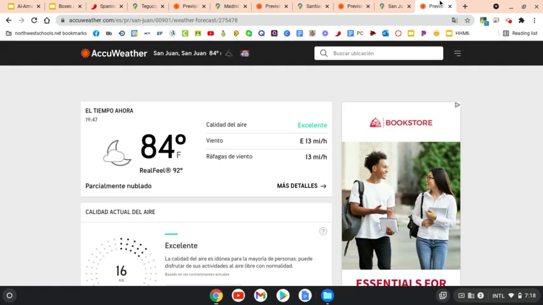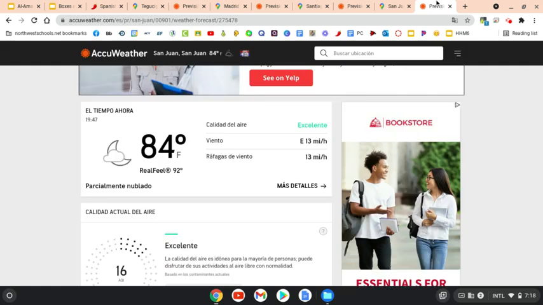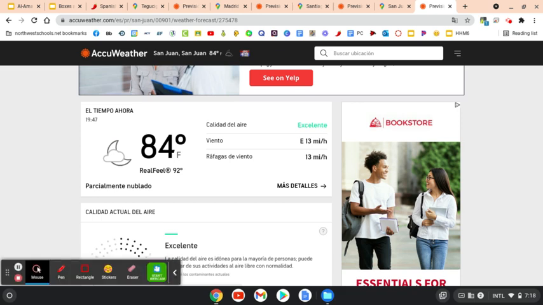All right, so San Juan es la capital de Puerto Rico. Puerto Rico es una isla en el Caribe. En Puerto Rico, la temperatura es 84 grados. Hace fresco. I don't know. Hace calor, en mi opinión. En mi opinión, in the nighttime anyway, 84 grados, hace calor.